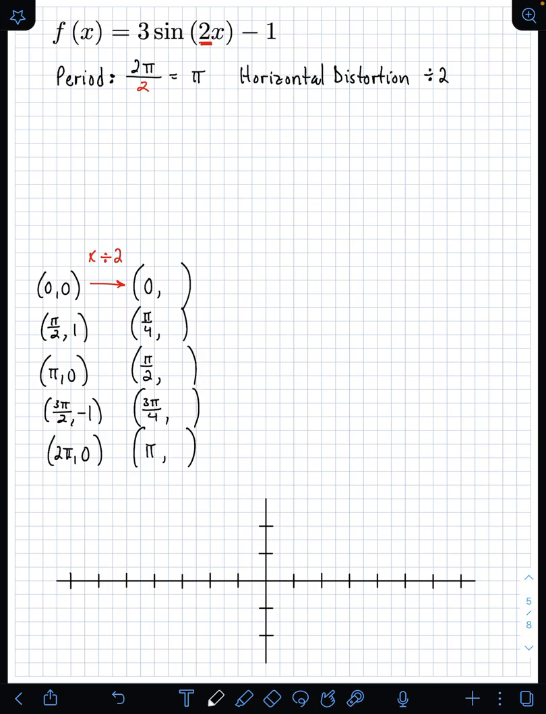So you can divide each of the x values by 2, but if you know the length of the period, you know the beginning and end, all you have to do is evenly space the other ones in between. The y-coordinates here are unaffected because we're doing a horizontal transformation.